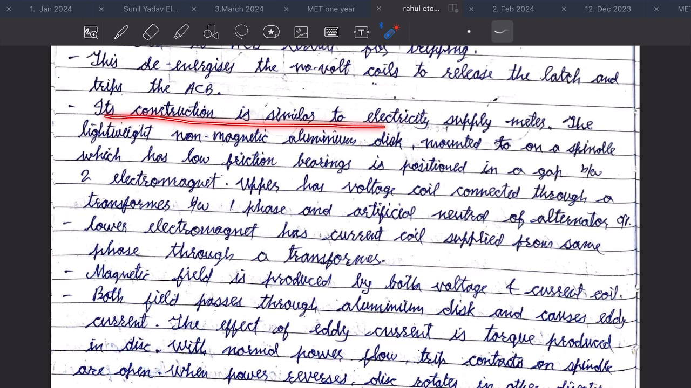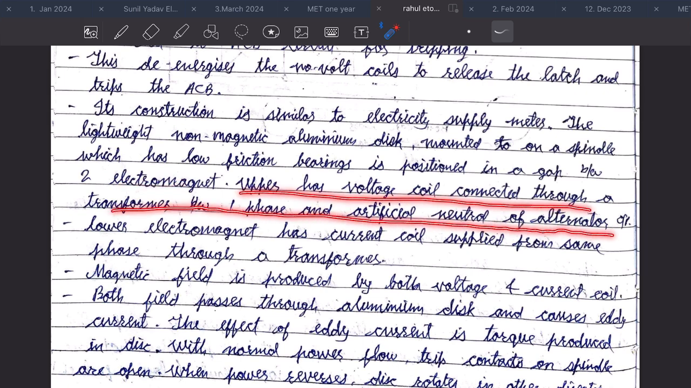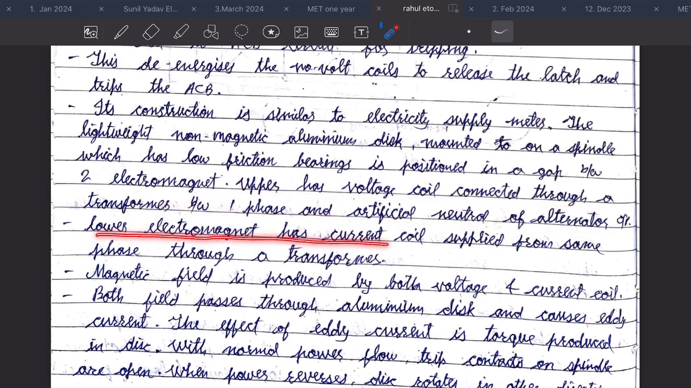Its construction is similar to electricity supply meter. The lightweight non-magnetic aluminum disc mounted to a spindle which has low friction bearing is positioned in a gap between two electromagnets. Upper has voltage coil connected through a transformer between one phase and artificial neutral of the alternator. Lower electromagnet has current coil supplied from same phase through a transformer. Magnetic field is produced by both voltage and current coil. Both fields pass through aluminum disc and cause eddy current. The effect of eddy current is torque produced in the disc.